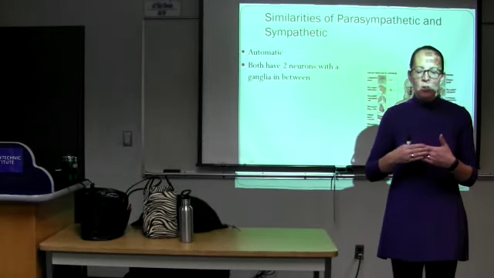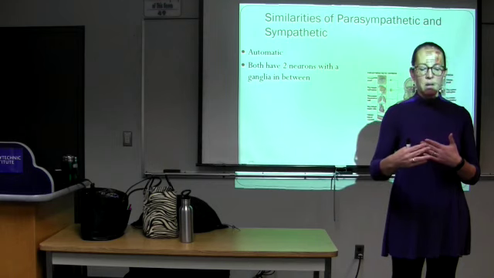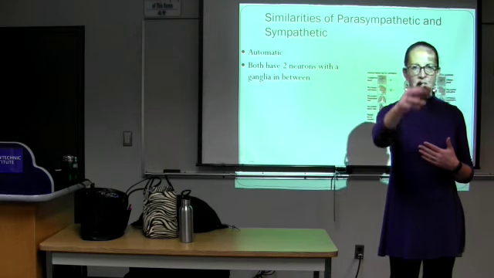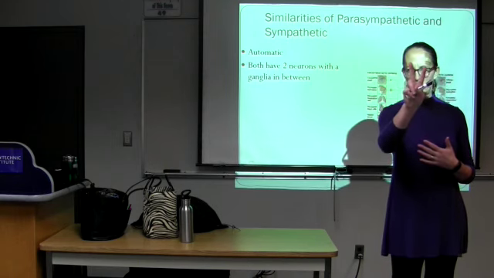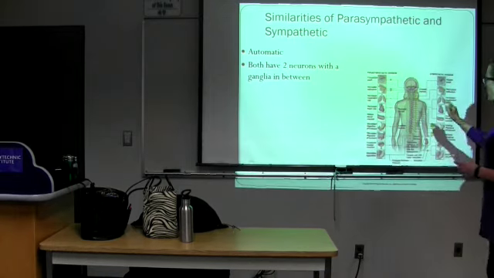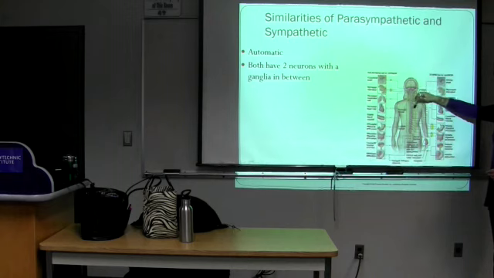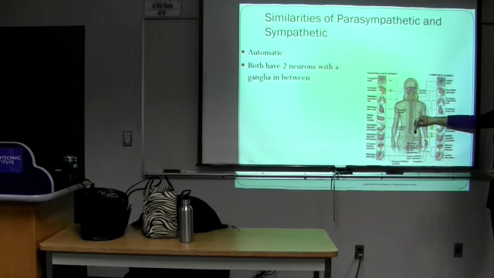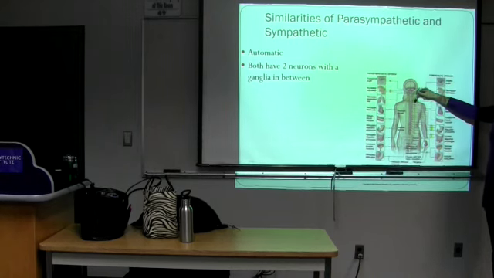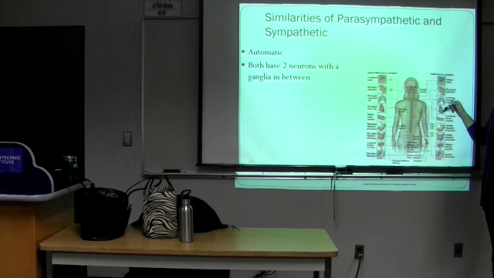Each one of the nerves that come out and go to the organ actually have two nerves. So if we look at all these nerves that come out of the spine and sympathetic, here's one nerve, it goes to a ganglion, which is where the cell body is. At that point, we have a second nerve that goes to the organ. That's it. That's all you need to know.